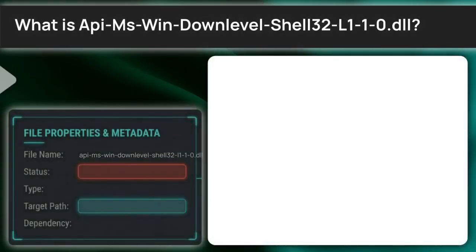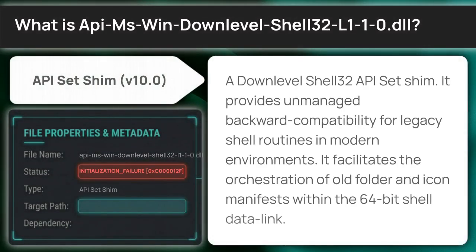This is the Downlevel Shell32, a Downlevel Shell32 API Set Shim. It provides unmanaged backward compatibility for legacy shell routines in modern environments. It facilitates the orchestration of old folder and icon manifests within the 64-bit shell data link.